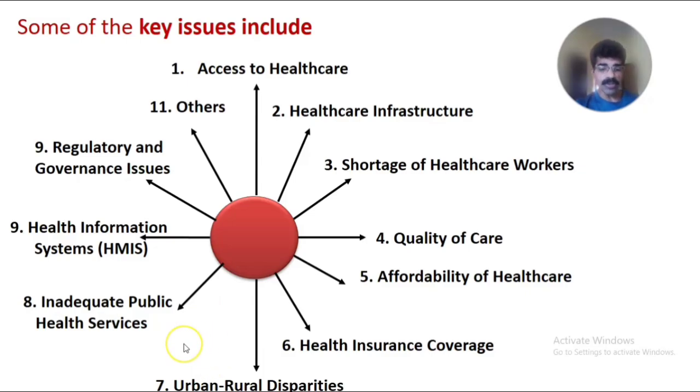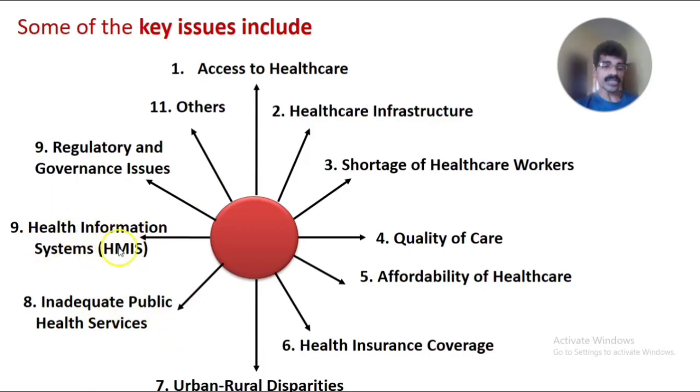Then because of the deficient manpower, money, material, etc., we have disparities in healthcare services in the urban and rural area. That comes under urban and rural disparities. Then inadequate public health services. The government cannot render public health services adequately, even for urban slums and even for remote or rural areas.